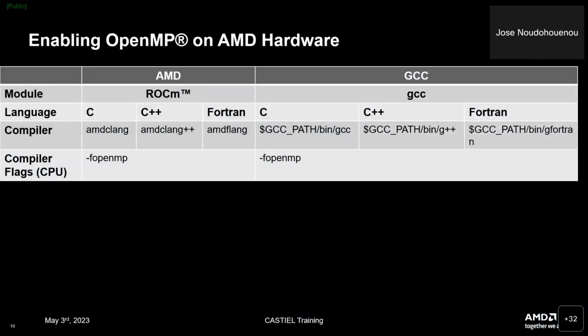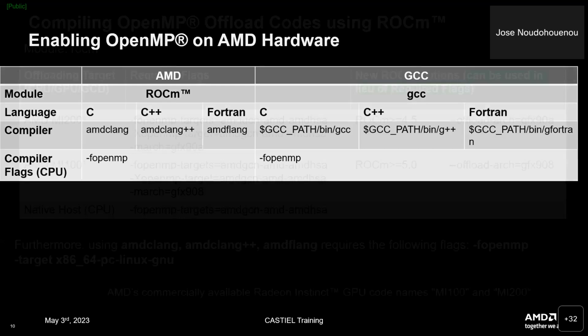So how do we enable OpenMP on AMD hardware? It is simple. It is like when we are running OpenMP code in C, you will need a compiler flag that is -fopenmp. Now, if the compiler we are using here is Clang, of course we have compiler keywords available: amdclang, amdclang++, or amdflang. If we are building our code with GCC, we also need -fopenmp to enable OpenMP on our target platform.